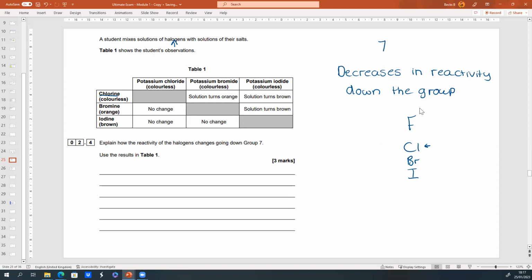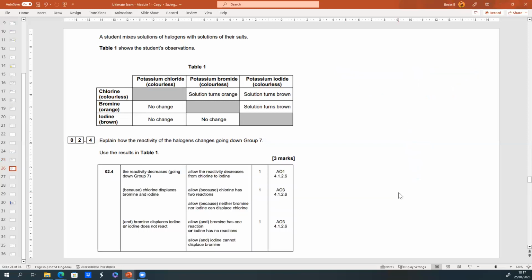Let's add that one in so we know what we're talking about. So when chlorine goes in with bromine, we get a colour change. When chlorine goes in with iodine, we get a colour change. Okay. So what you can deduce from this is the reactivity decreases down the group, or you can say that it gets less from chlorine to iodine. Doesn't matter how you word it.